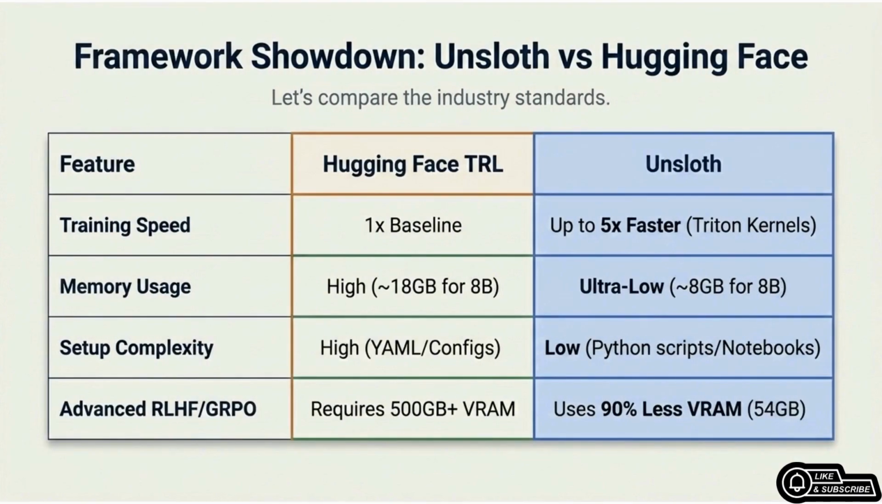Compared with standard Hugging Face training, Unsloth focuses on speed, lower memory usage, and easier setup. Hugging Face is very flexible and powerful, but Unsloth makes the fine-tuning process more practical for smaller GPUs. For many instruction fine-tuning use cases, Unsloth gives a faster and more lightweight workflow.